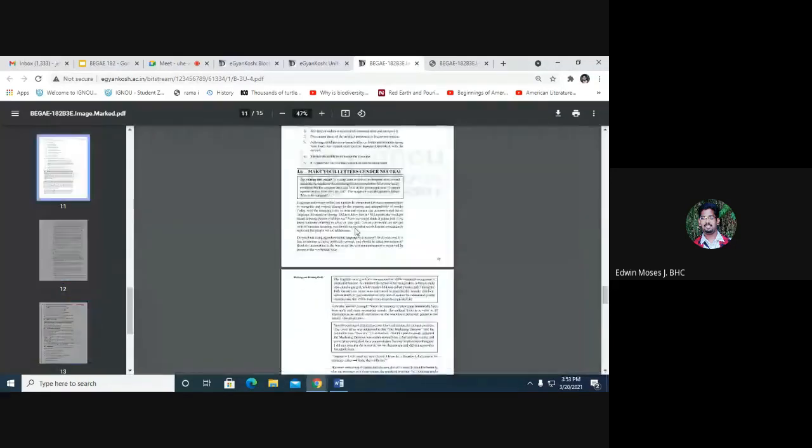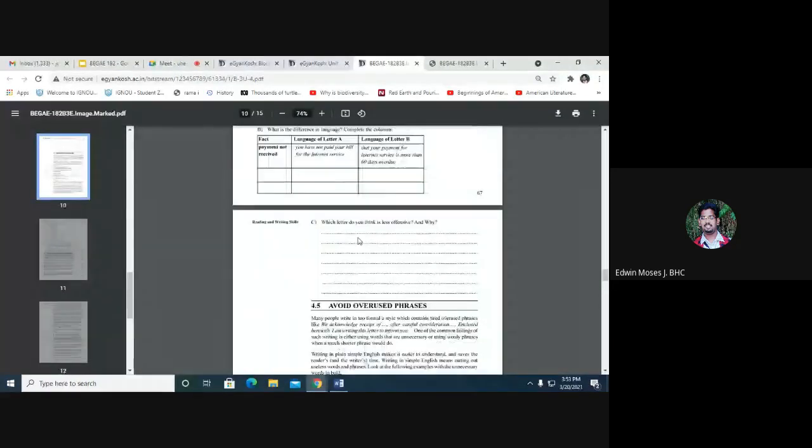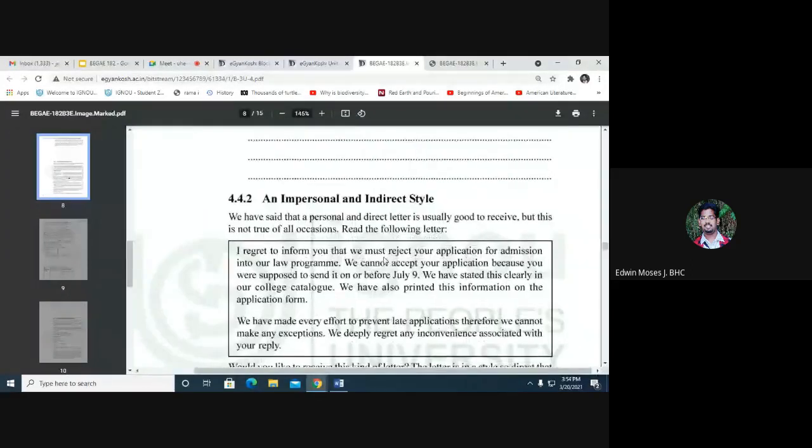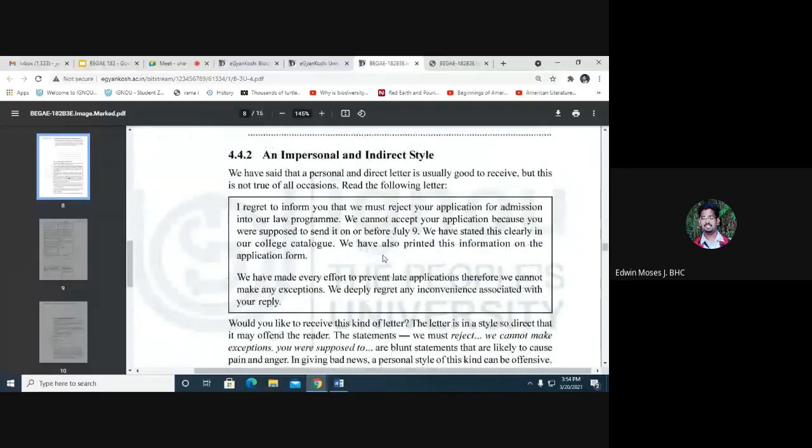Okay, if you have any questions, you can put in the chat box. See, this also I want to read one of this, right? An impersonal and indirect style, a very formal way of writing.